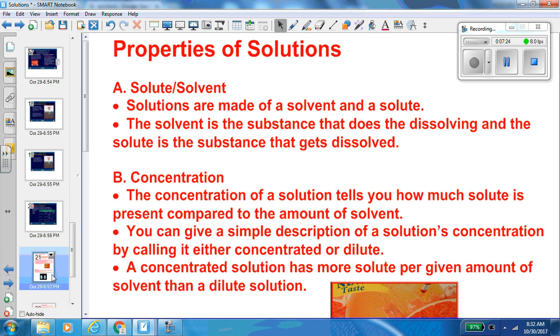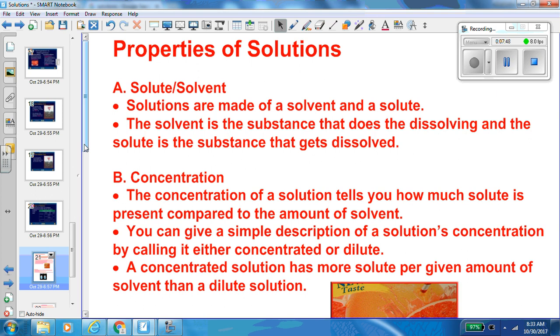Okay. Now that we've talked about how solutions are made, let's talk a little bit about properties of solutions. There are three specific properties that we're going to look at on this particular slide. First, let's talk about the solute versus the solvent, which we talked about on the previous slide, but we'll rephrase that here. Solutions are made up of a solvent and a solute, and that's something that all solutions have in common. The solvent is the substance that does the dissolving, and the solute is the substance that gets dissolved. Okay.